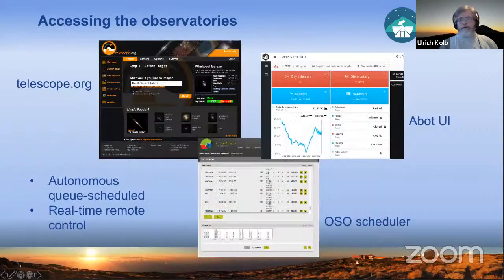In terms of how we control and access this, there are 3 modes, and they span the range from a completely autonomous queue-scheduled working. This facility can run by itself, completely left to its own devices for days, weeks, months, if we're lucky, on end, fed by a scheduler, which is used by scientists to feed in their observing requests.